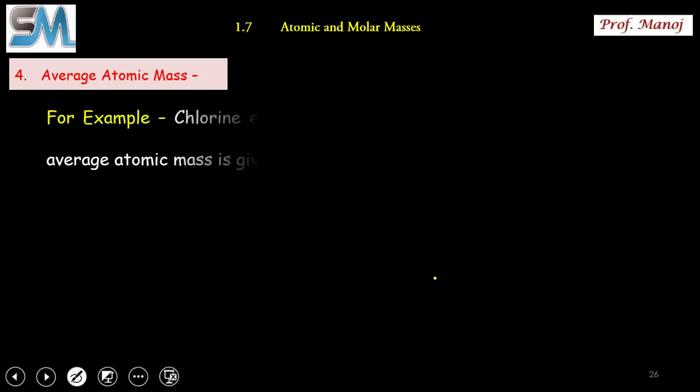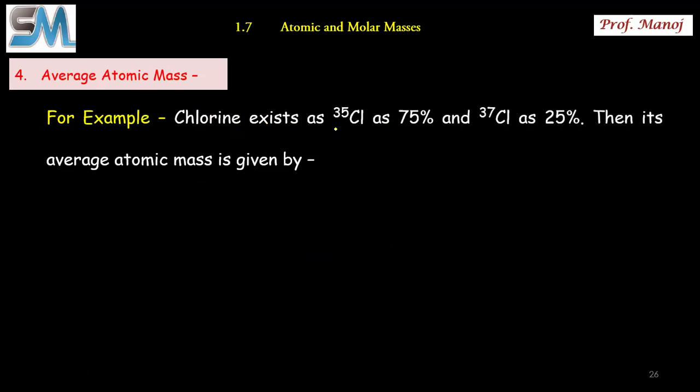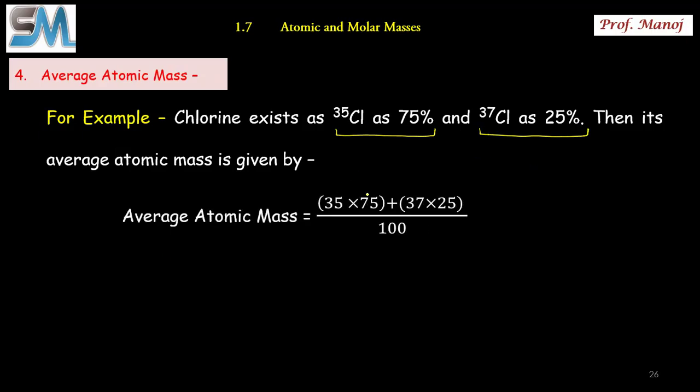Let us prove it with an example. Suppose chlorine isotope 35 exists at 75% in nature. Another isotope 37 exists in 25%. So the calculation is simple. 75 into 35, first isotope, plus 37 into 25, second isotope, divided by 100. This gives you the answer 35.5. Perhaps now you will understand that in the periodic table, when they write the atomic mass of chlorine as 35.5, from where have they got this? This is the way scientists do the calculation for all the known isotopes.